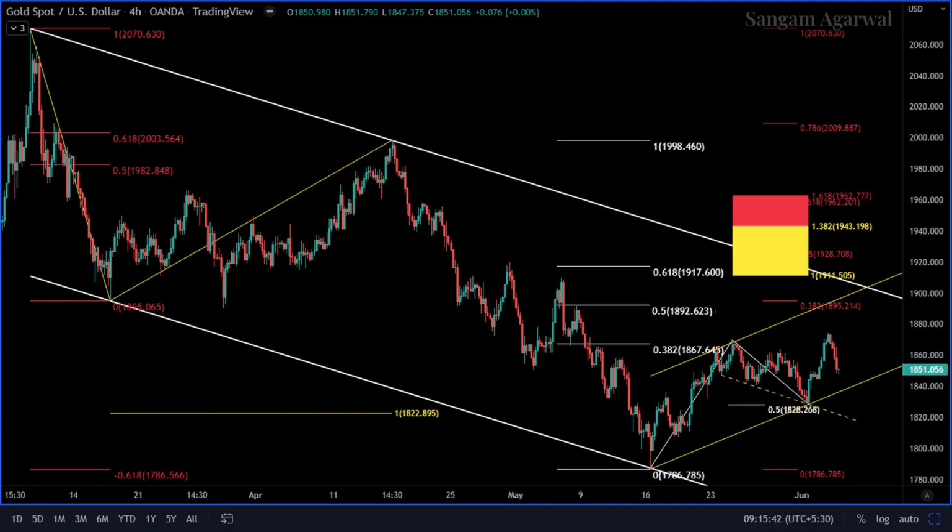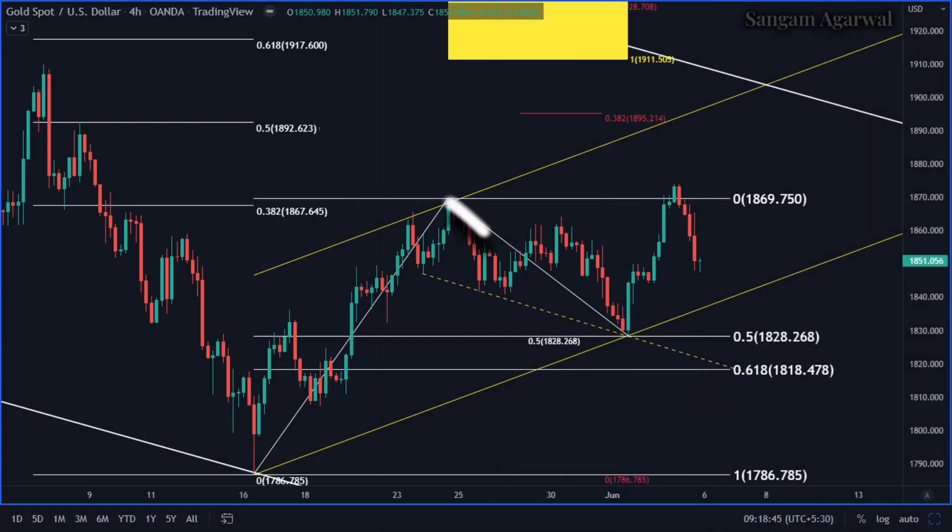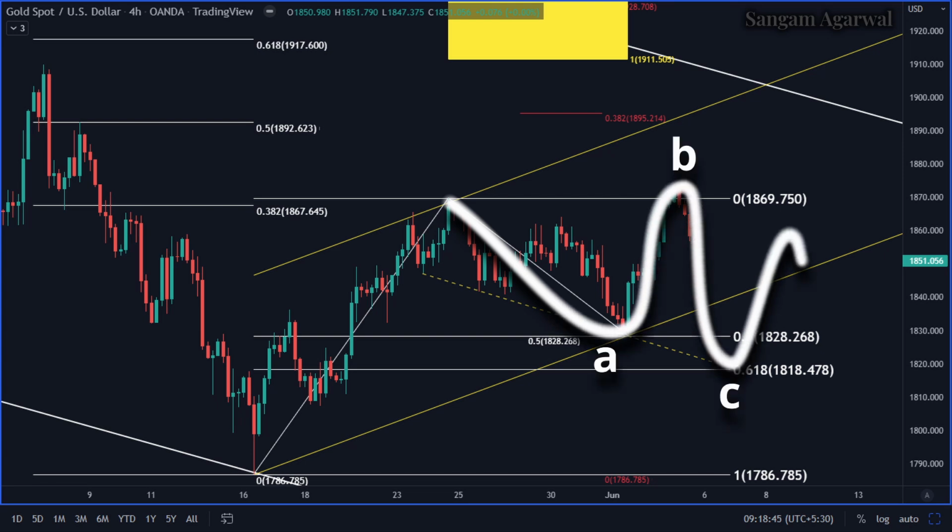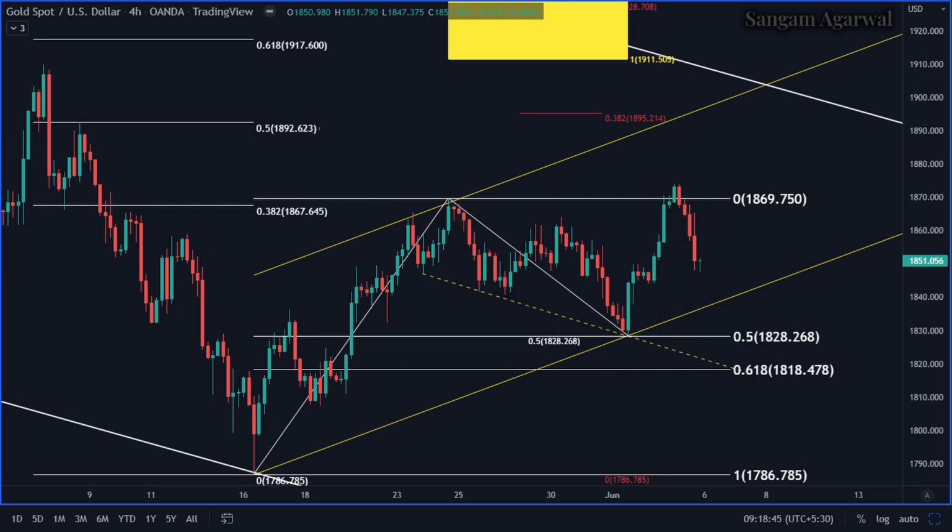If we take a closer look at this H4 time frame, then you can see if this is a flat correction ABC, then the next leg can retest the 50% retracement or 61% retracement at 1818. So this area is our support zone, and if price makes a hammer on this support zone on the H4 time frame, then the next target will be 1900, and we have this dynamic trend line.